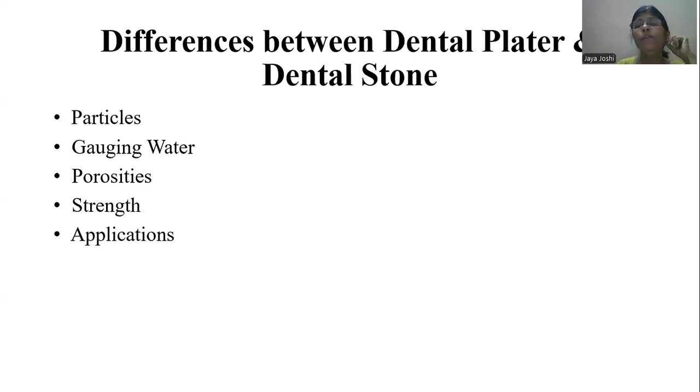Now coming to the differences between dental plaster and dental stone. Usually this comes during the exam as a short answer question or during the spotting. Sometimes this is kept as a spot, where you identify the materials and differentiate between them. So we have to start from the calcination process.